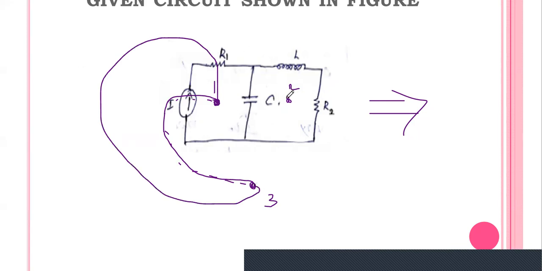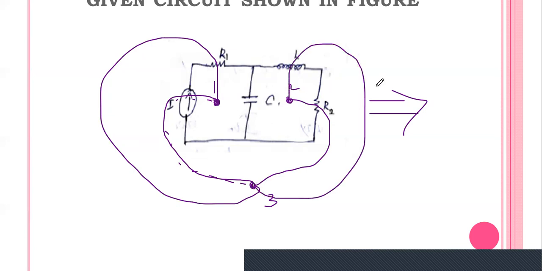Similarly, you see node 2. In loop 2, what are the two elements available? Inductor L and R2. So similarly, you connect node 2 to the reference node via the resistor, as well as node 2 connected with node 3 via the inductor. In the center, we have one capacitor, available between node 1 and node 2. So you just connect node 1 and node 2 via this capacitor. This is the next step.